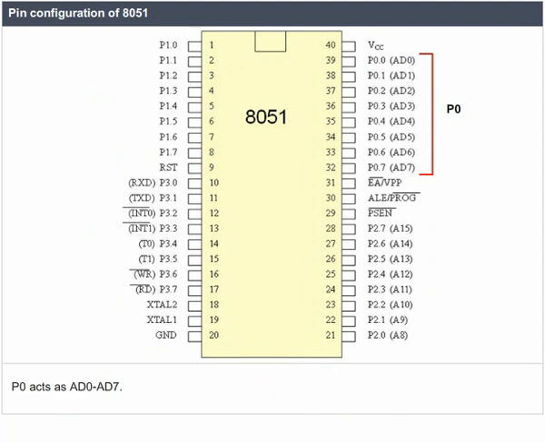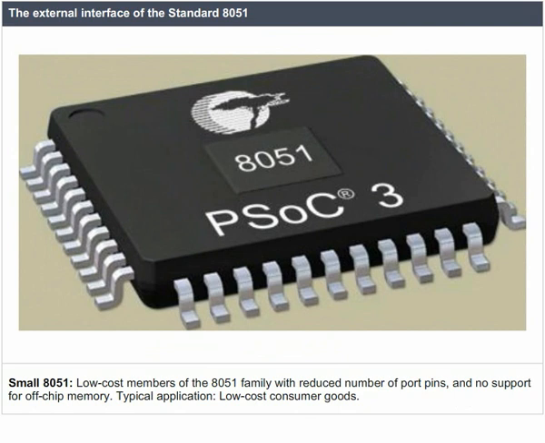P0 acts as AD0 to AD7. The external interface of the standard 8051. Small 8051. Low-cost members of the 8051 family with reduced number of port pins and no support for off-chip memory. Typical application: low-cost consumer goods.